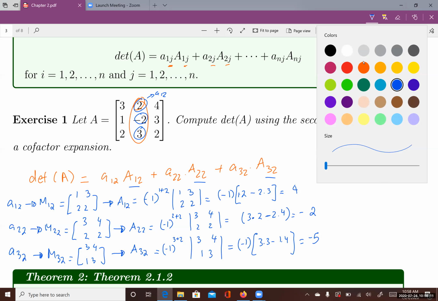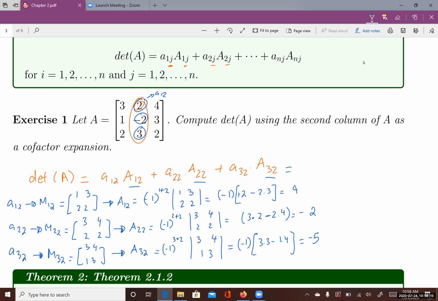We can find the determinant of the matrix now using the second column as a cofactor, right? So A22 is going to be 2 times 4, A22 being -2, minus plus -2 times -2, okay, and plus 3 times -5. See what we have. We have 8 plus 4 minus 15, which is just going to be -3.